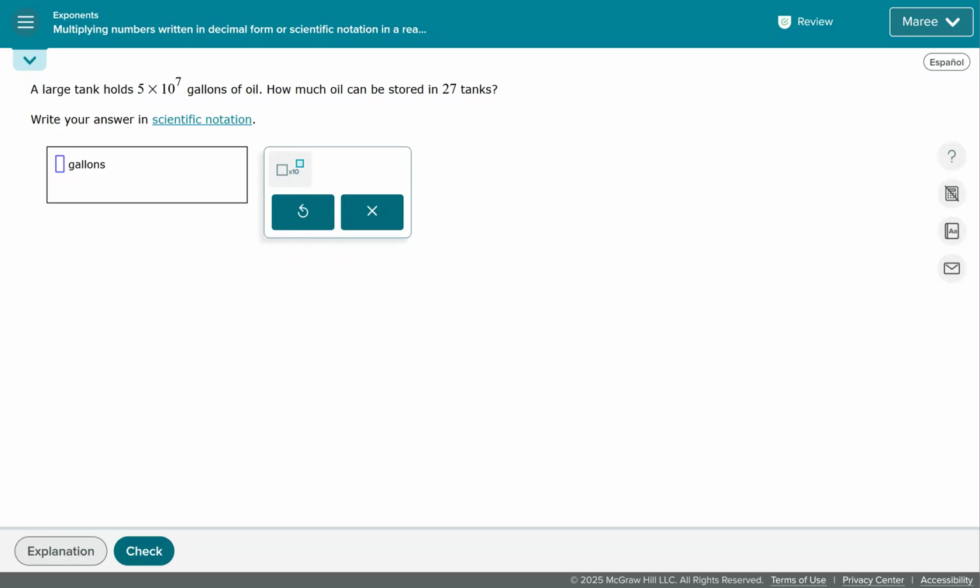So we have to do 5 times 27. 5 times 27 is 135. Just so you know, how I did that was I multiplied 27 by 10 and got 270, and then I divided that by 2. So that's kind of how I multiply by 5. Multiply by 10 and then cut it in half. So 135 times 10 to the 7th.